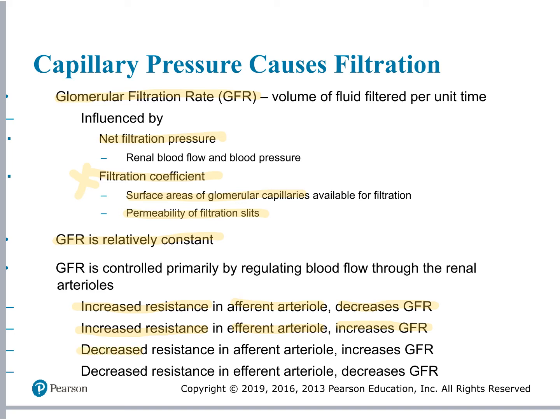Now, if we decrease resistance in the afferent arteriole, how do you decrease resistance? By vasodilation. If we vasodilate the afferent arteriole, which means we're increasing the flow of blood into the glomerulus, then we're going to increase the filtration rate. And if we decrease the resistance in the efferent arteriole, what does that mean? That means the efferent arteriole is now vasodilated, so more blood can leave the glomerulus. If more blood can leave the glomerulus, that will lower the hydrostatic pressure, so that decreases the filtration rate.